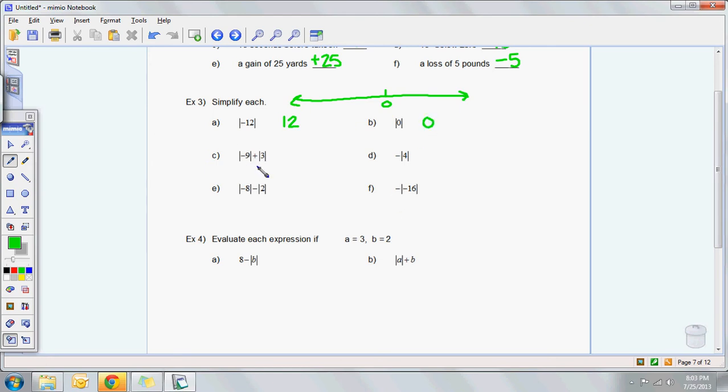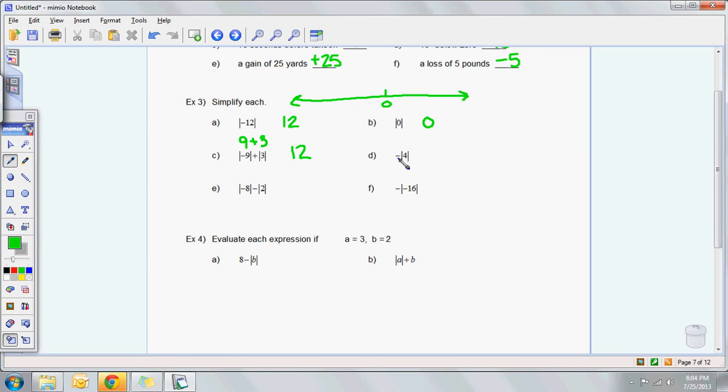Then we get into more problems where you have to add or subtract. So what I like to do is, the absolute value of negative 9 is 9. It's 9 spots away from 0. And then what's the absolute value of 3? Well, it's 3 spots away. So I've simplified the absolute values, and what they want me to do is add them. So now I just have a simple expression, 9 plus 3 is 12. Make sure if you have 2 absolute value symbols, you simplify those first before you add them up.